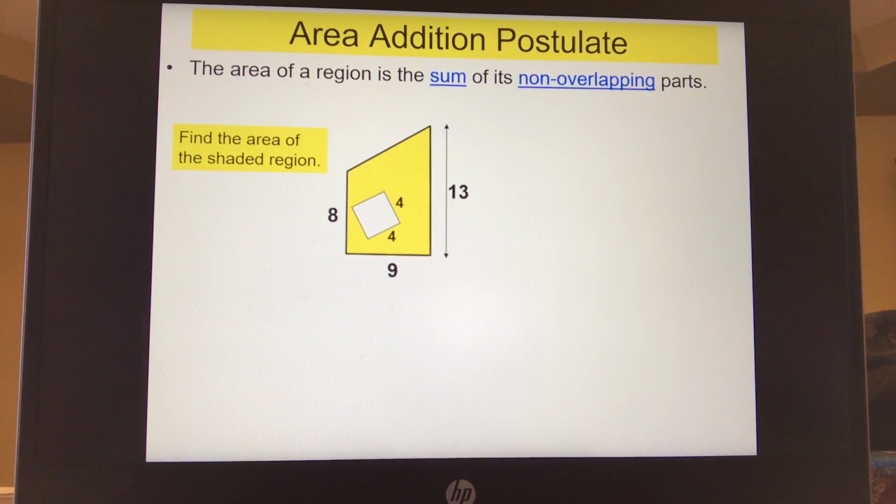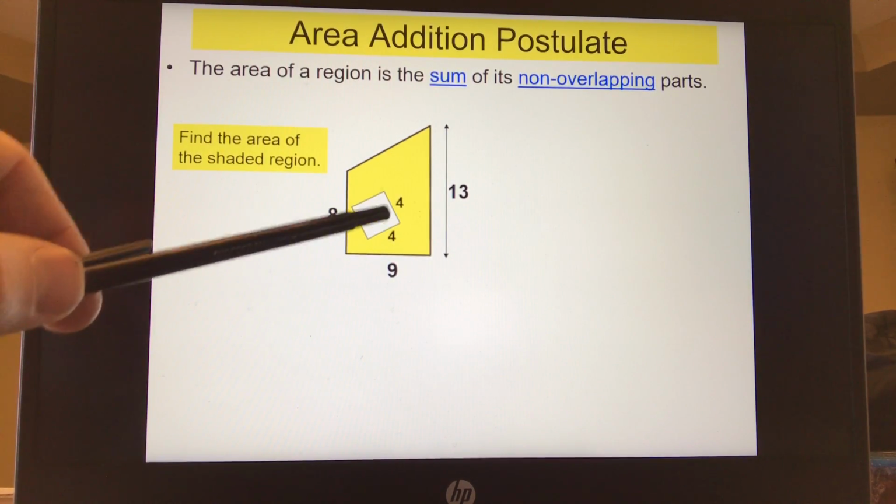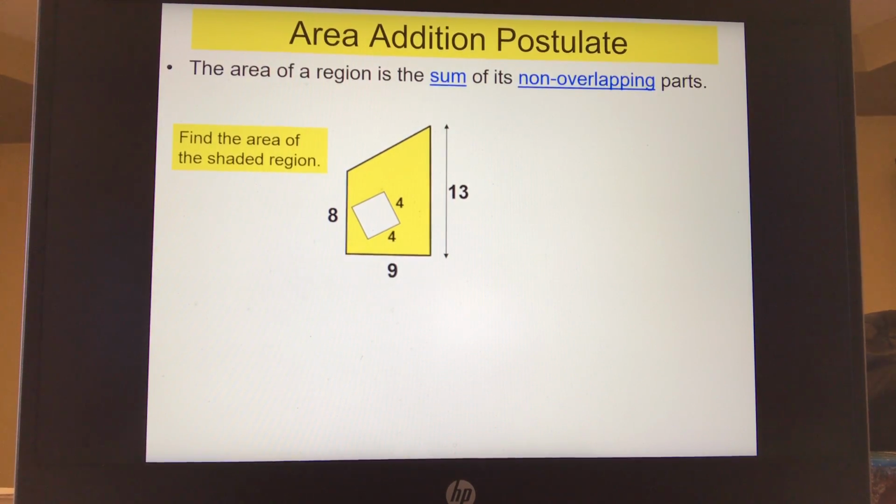So hopefully you apply this area addition postulate, which is basically just taking a non-simple shape and making it into simpler shapes, cutting it up into pieces. You'll notice this part here is not shaded. So whatever this area is here, I'm going to subtract that out at the end.